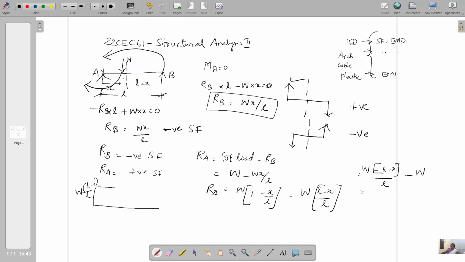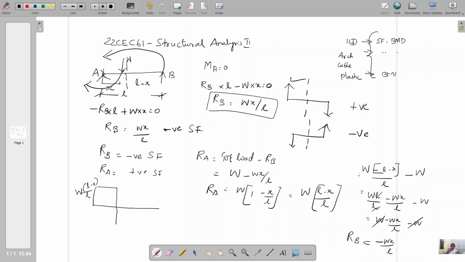So we can expand W into L by L minus W into x by L minus W, so that L cancels, W minus x by L minus W, so we can cancel W. So how you will get minus Wx by L. So this is the value which is equal to Rb, because the negative sign indicates it should be below the axis.